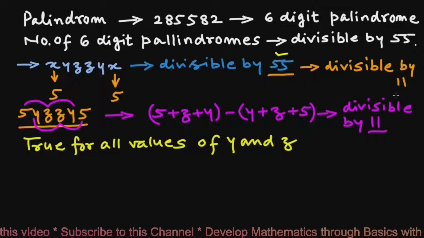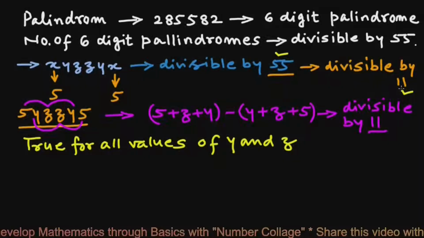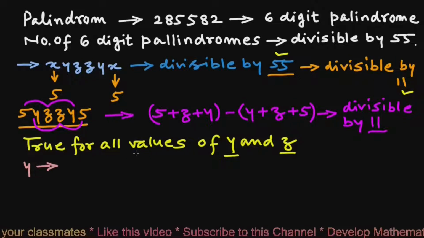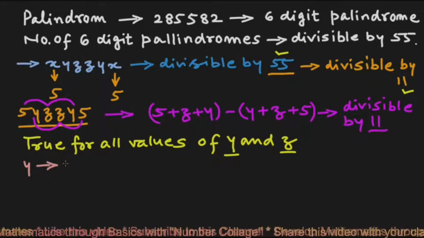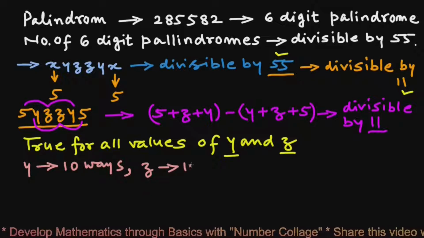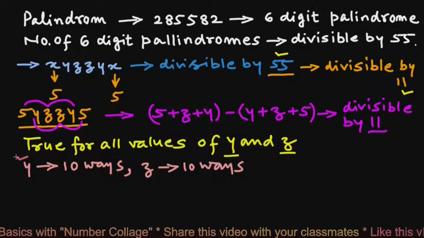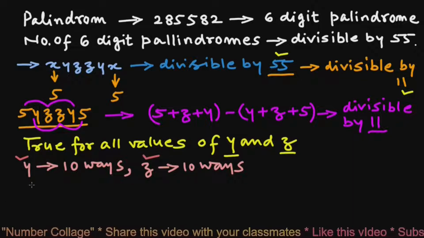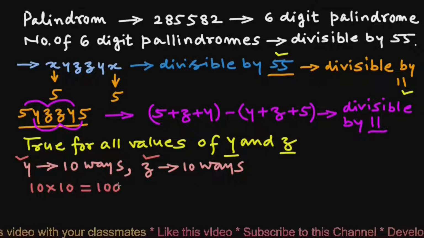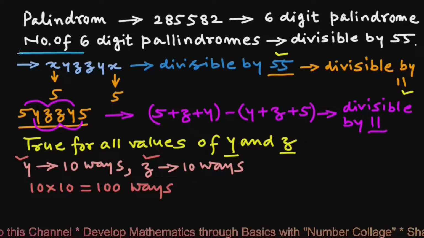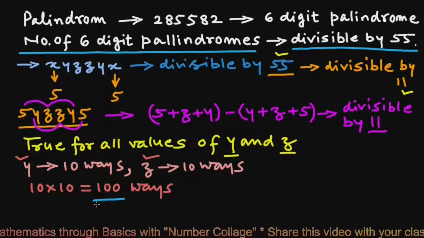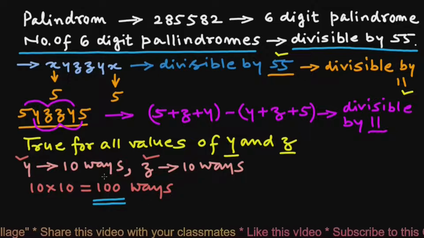Now 55 divided by 11 is 5, and there are 2 y's and 2 z's. Y can be chosen in 2 into 5, that is 10 different ways, and z also can be chosen in 10 different ways. Therefore, both y and z together can be chosen in 10 multiplied by 10, that is 100 different ways. Therefore, the number of 6-digit palindromes divisible by 55 will be 100. So the answer here is 100.